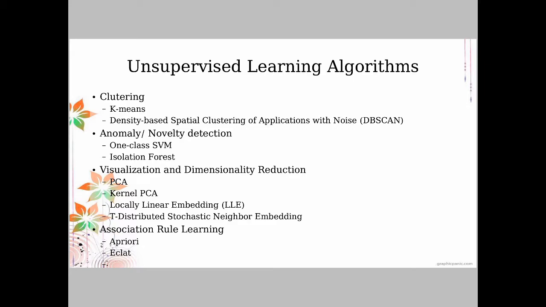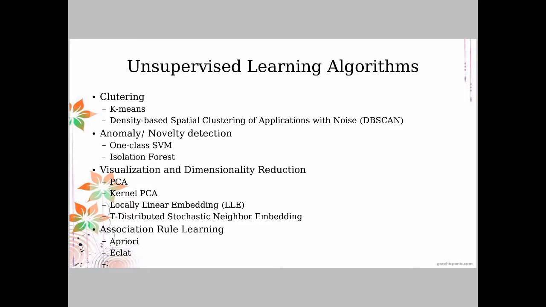It's either a one-class support vector machine or an isolation forest. It can also be visualization and dimensionality reduction. So you have PCA, kernel PCA. We had already discussed this one a while ago in the last module. So anyway, PCA, kernel PCA, locally linear embedding, t-distributed stochastic neighbor embedding.